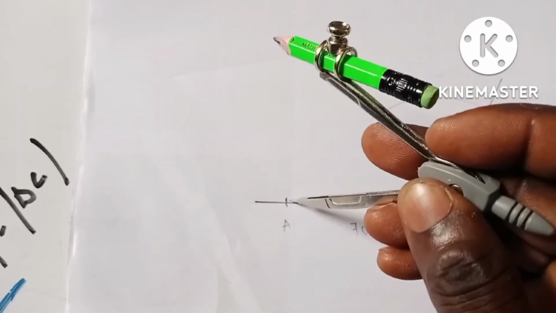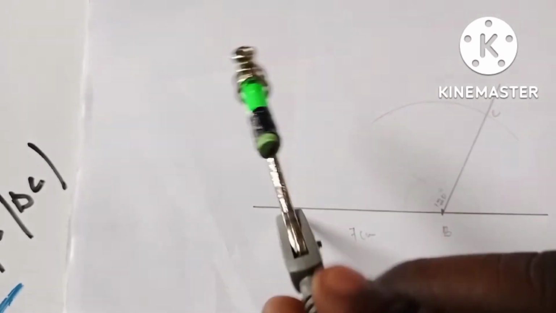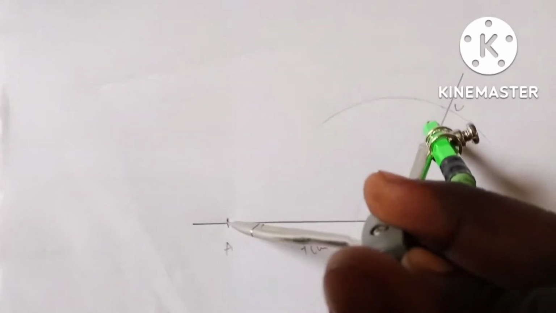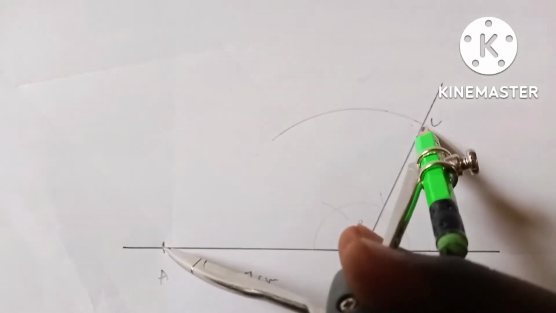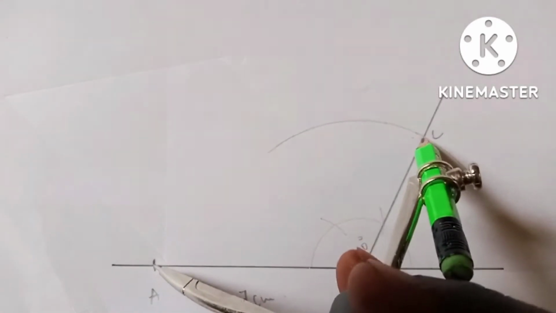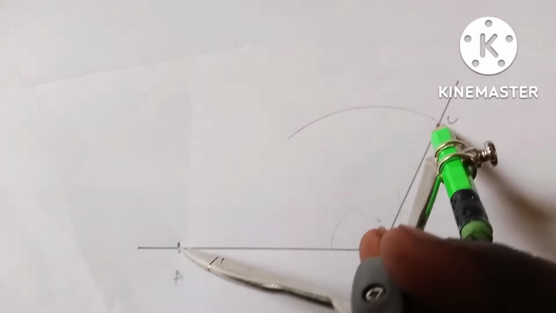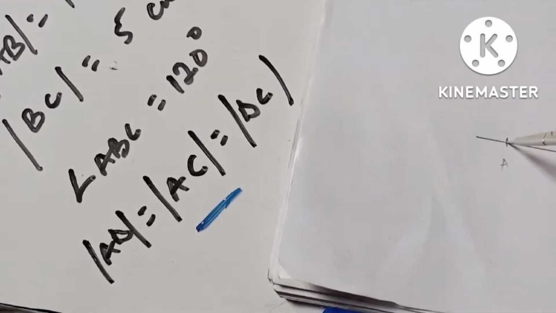Stand at A, and then open straight to C, right? Just take that measurement from A to C. Is that okay? So perfect. We are standing at A and then moving to C, because we need this information. We need A to D, which we don't know yet.